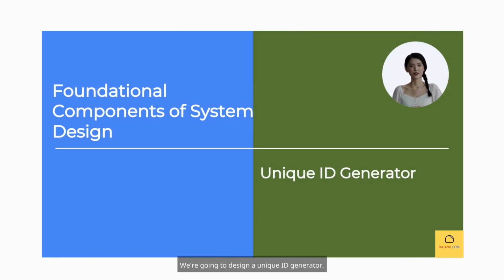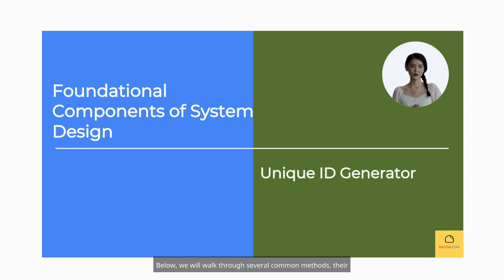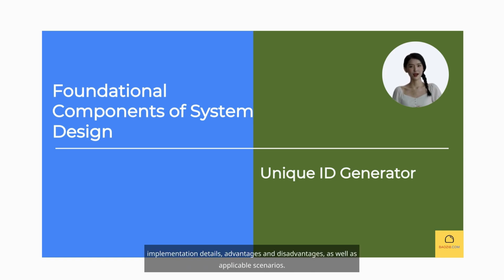We're going to design a unique ID generator. In distributed systems, such design is crucial to ensure that each ID is globally unique and efficiently generated. Depending on specific requirements and environments, there are various strategies for generating unique IDs. Below, we will walk through several common methods, their implementation details, advantages and disadvantages, as well as applicable scenarios.